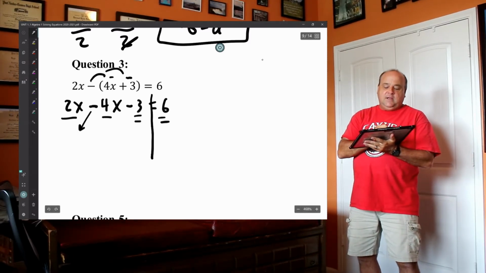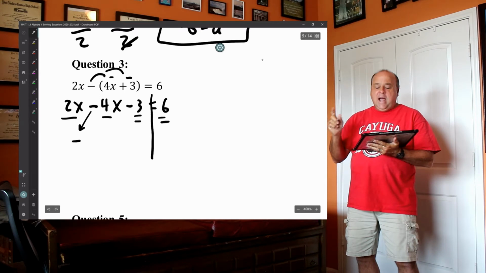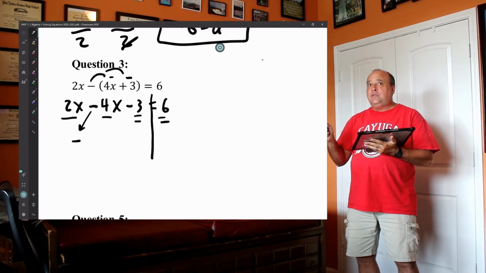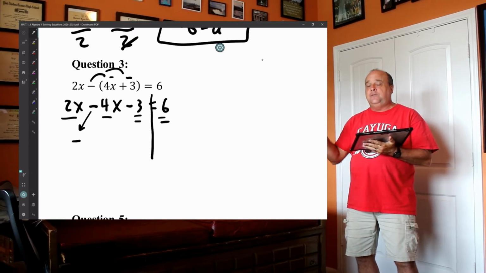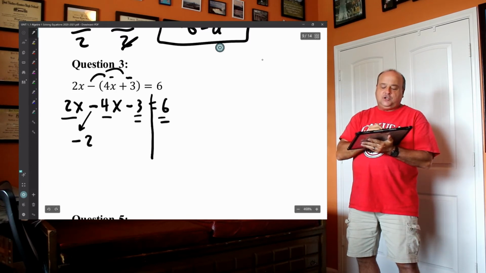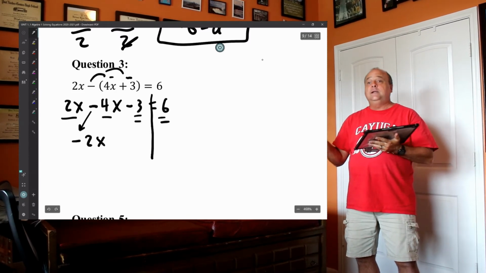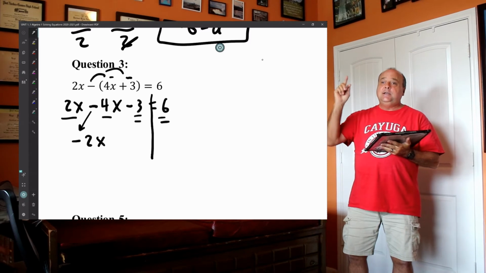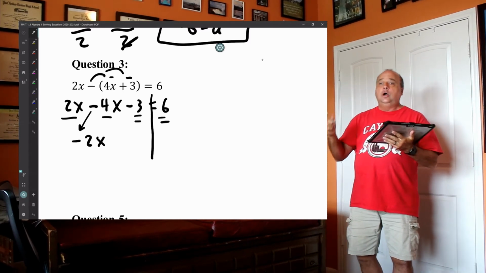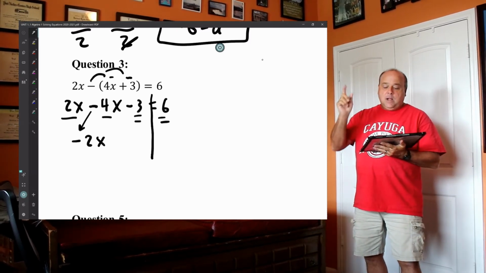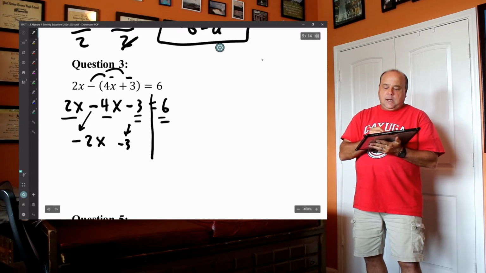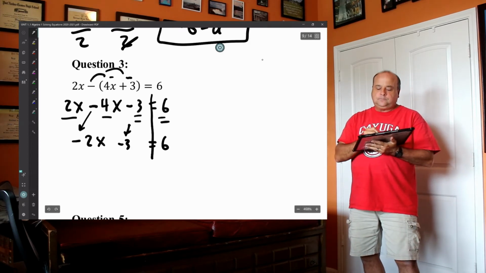Since the 4 is negative, the negative drops. I will not add the 2 and 4, I'll subtract because the signs are different. So 2 away from 4 is 2, and my letter's x. What did I just write down? Sign, number, letter. All you're doing is 6th grade integer math. The minus 3 drops, and the 6 drops.